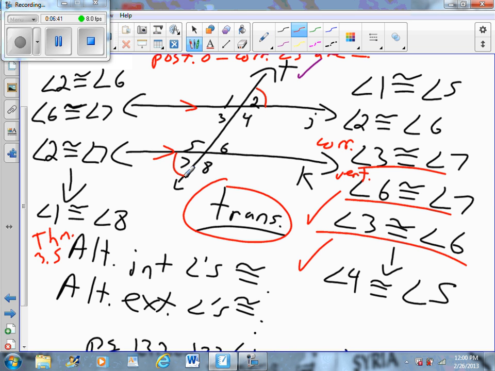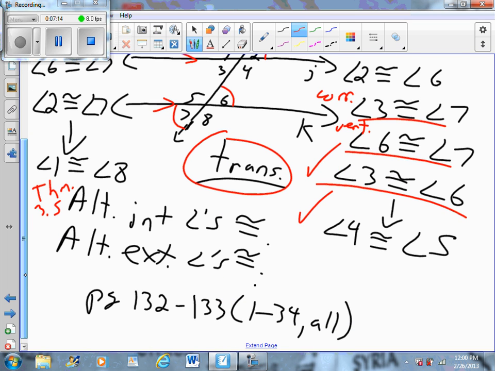Well, 2 is congruent to 6. Why is 2 congruent to 6? 1 is congruent to 5. Oh, because they're corresponding. That's what I'm looking for. So 2 is congruent to 6 because they're corresponding. 6 is congruent to 7 because they're what? What kind of angle pair are 6 and 7? Oh yeah, they're vertical. And so now the transitive property allows me to say 2 is congruent to 7. The same thought process.